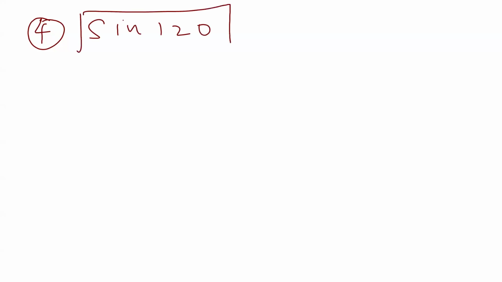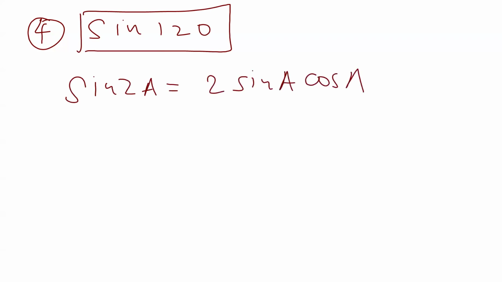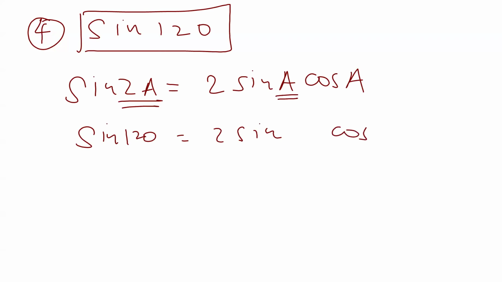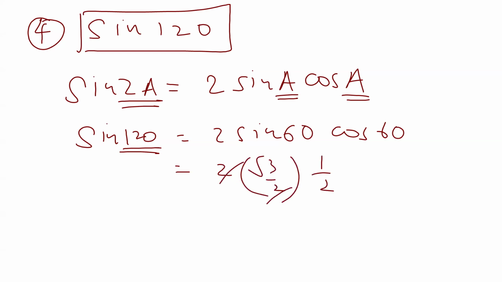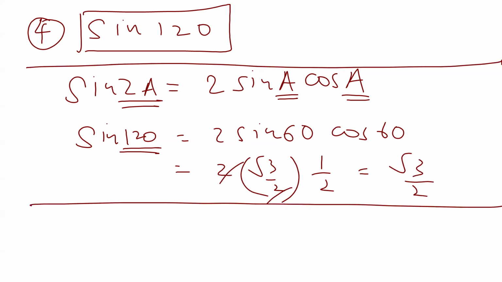Now see, first method I'm doing: sine 2a is equal to 2 sine a cos a. This formula we know. So if it is sine 120, it will be 2 sine cos. Now the angle 2a gets converted into a, left to right. So 120 will get converted to 60 degrees. Okay. So that is 2 into root 3 by 2 into half. 2 is getting cancelled. The answer is root 3 by 2. So first part is clear.